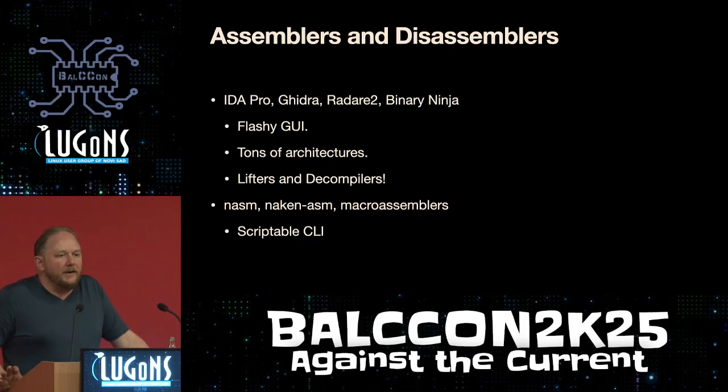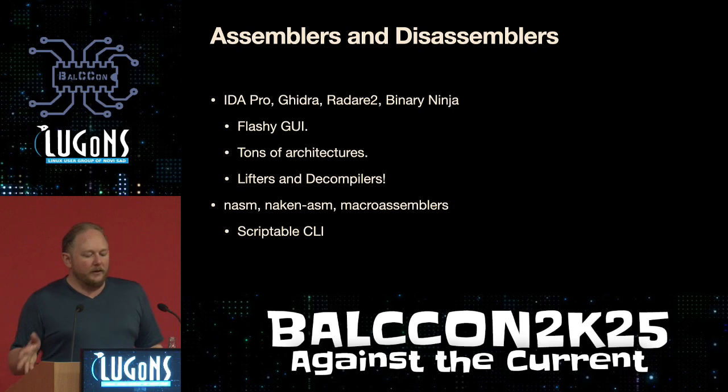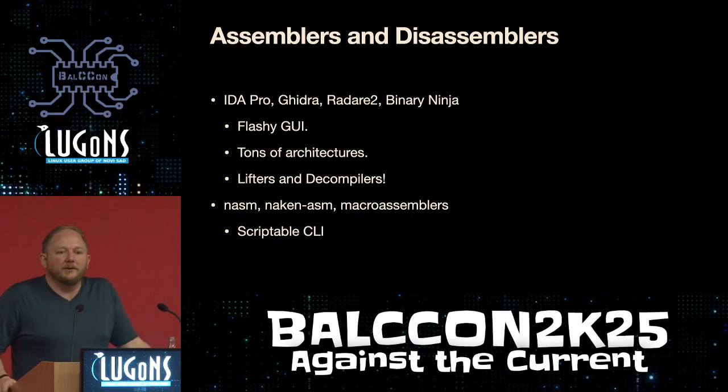You also have this asymmetry between disassembler technology and assembler technology. For disassemblers, we have IDA Pro, we have Ghidra, Radare2, Binary Ninja, a few that I've forgotten to mention. These have flashy GUIs. They support tons of architectures. Like IDA Pro will disassemble everything if you have the full commercial license. They even have lifters and decompilers. So when I'm reverse engineering code and I'm too lazy to look at the assembly language, it can give me what is usually pretty reliable C code, allowing me to read it at a high level or even copy and paste it into another program.